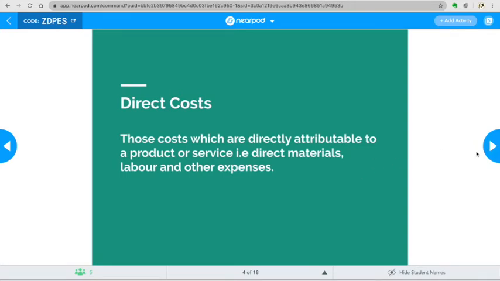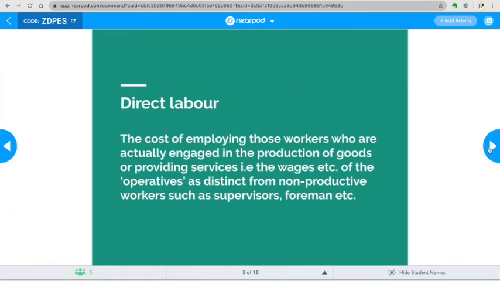Now, this you already know. What you don't know is to write like this in this hi-fi way. Then direct labor. The cost of employing those workers who are actually engaged in the production of goods or providing services, that is the wages. When we say wages, the wages which we are giving to the people who are working in the production department were directly related to the machines or the production of the product, whatever it is that you're making. Wages of the operatives as distinct from non productive workers such as supervisors and foremen.